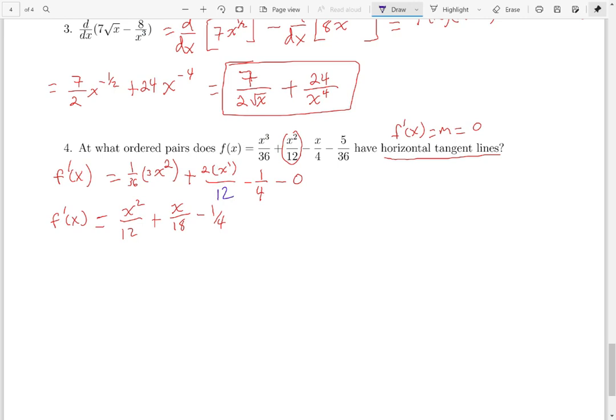That's the correction, which means that this is not x 18ths, 2 divided by 12, 2 over 12 becomes x over 6. So excuse my typo, there we are. Then what happens? Well then, this is the equation for slope. Well, what can we do? We're going to set it equal to 0. So 0 is equal to x squared over 12 plus x over 6 minus a fourth.